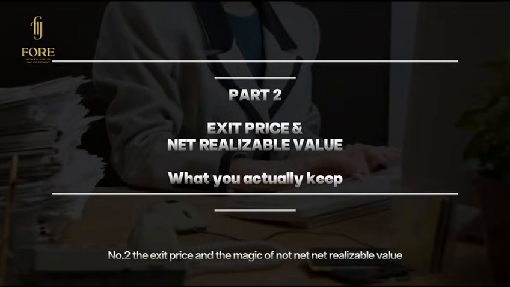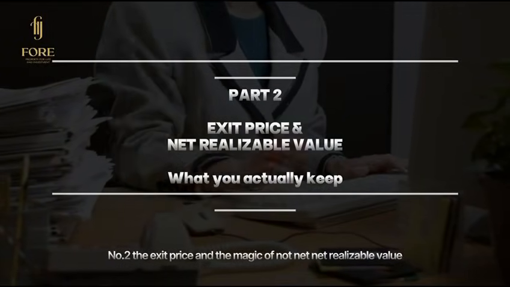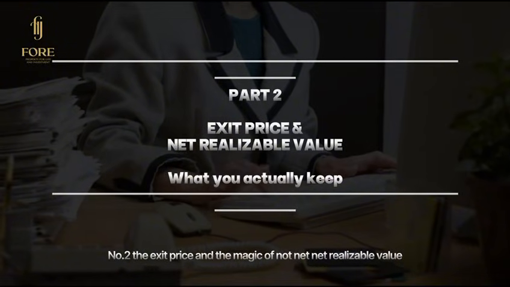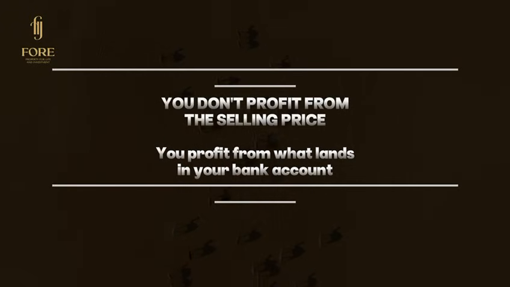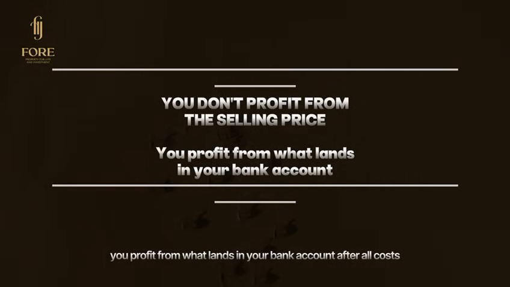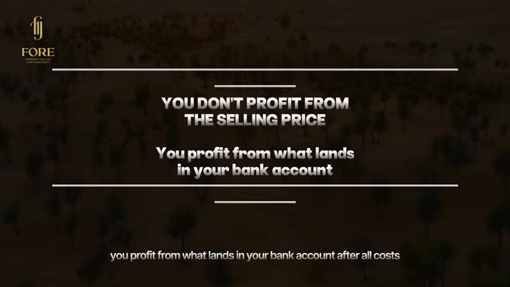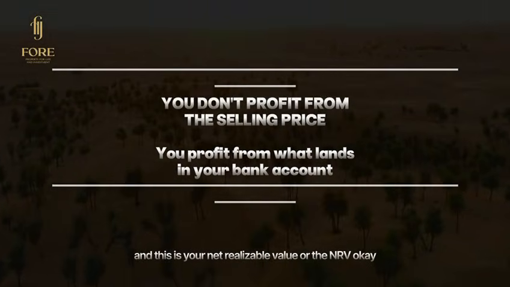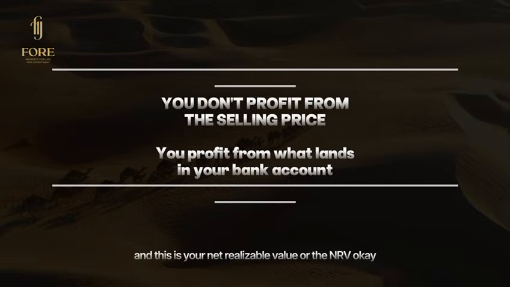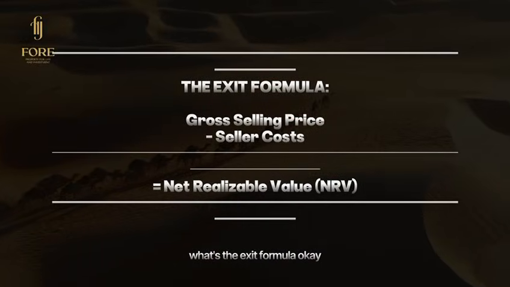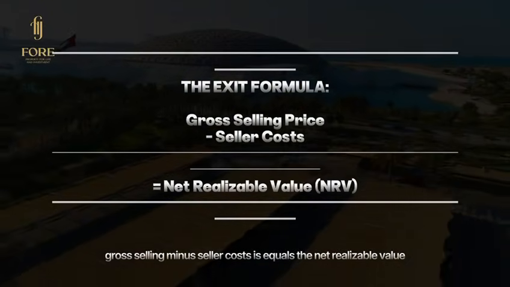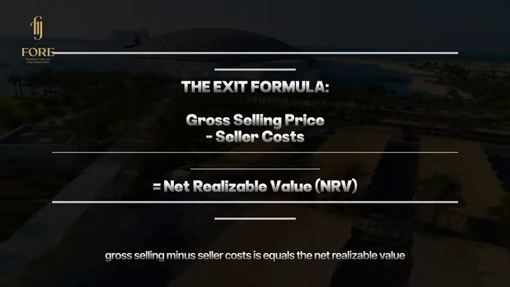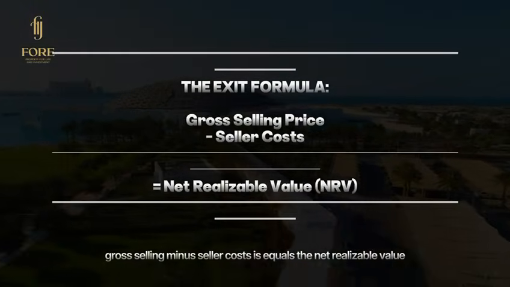Number 2, the exit price and the magic of net realizable value. You don't profit from the selling price. You profit from what lands in your bank account after all costs, and this is your net realizable value, or the NRV. What's the exit formula? Gross selling price minus seller costs equals the net realizable value.